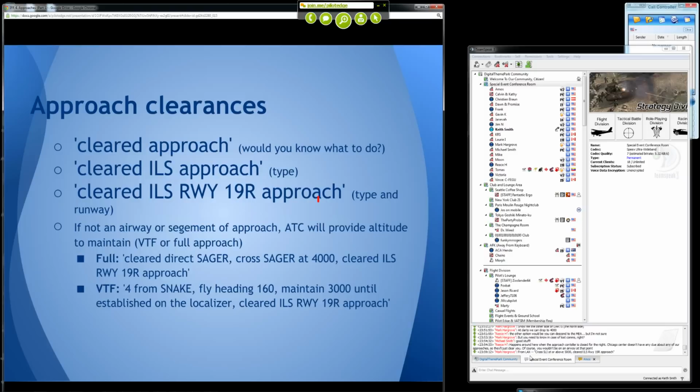Okay, so Mark said from LAX, yeah, cross Seal Beach at or above 5000, cleared ILS runway 19 right approach. 19 right approach, correct, yeah.